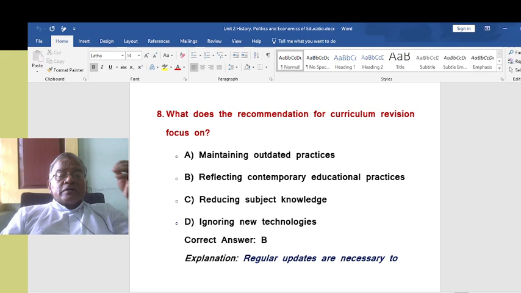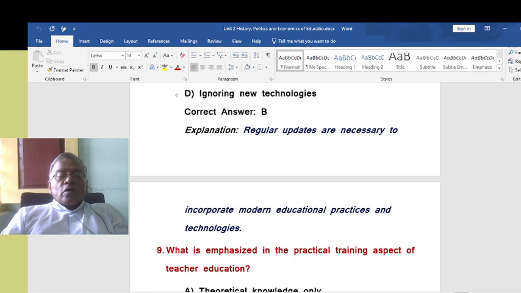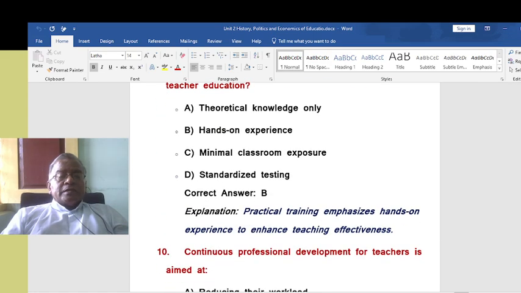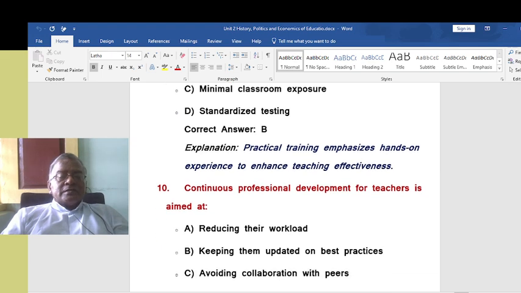What is the recommendation for curriculum revision focus on? Regular updates are necessary to incorporate modern educational practices and technologies. What is emphasized in the practical training aspect of teacher education? That is, practical training emphasizes hands-on experience to enhance the teaching effectiveness.